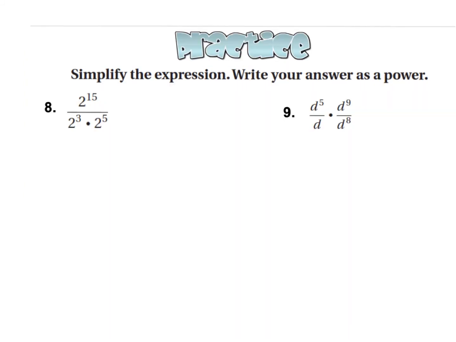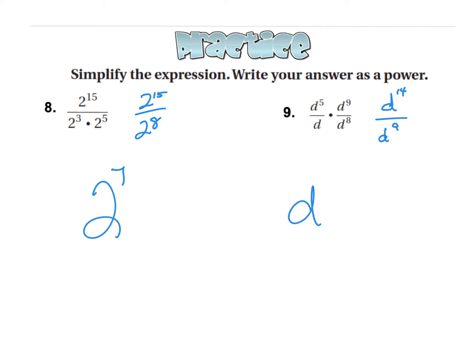So let's go ahead and try it. So I get 2 to the power of 15 over 2 to the power of 8. So I have an answer of 2 to the power of 7. Across the top, I get d to the power of 14 divided by d to the power of 9. So my answer is d to the power of 5.